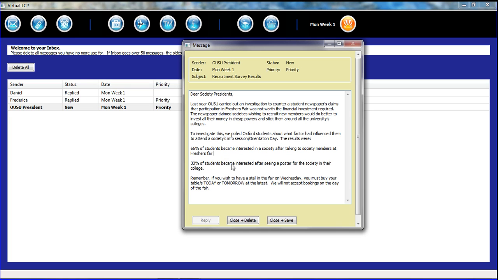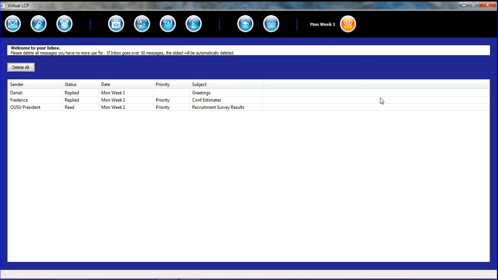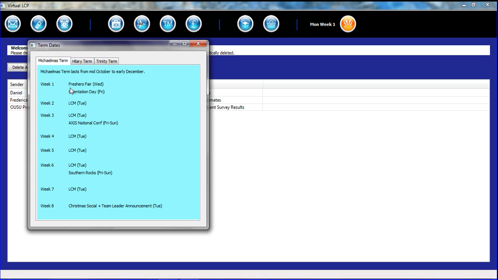Okay. Right, so let's just go see week 1. Freshers Fair on Wednesday, orientation day on Friday, and it's Monday now. Right, and then we have a local committee meeting every Tuesday, and the first conference is coming up on the weekend of week 3. Lovely. Okay, let's just look at some other things here.